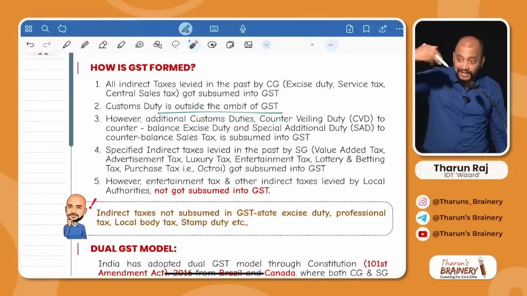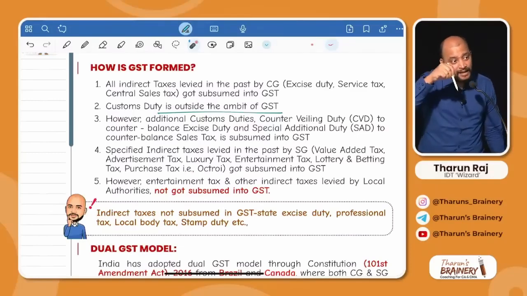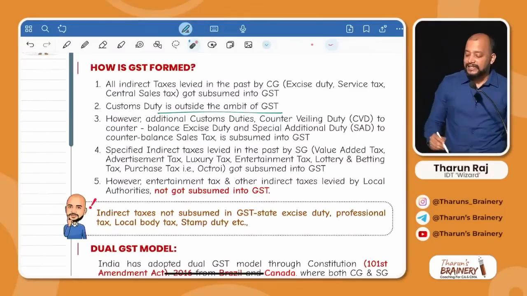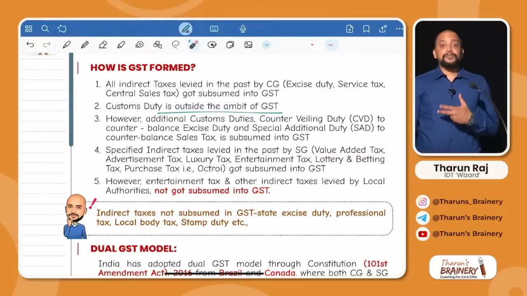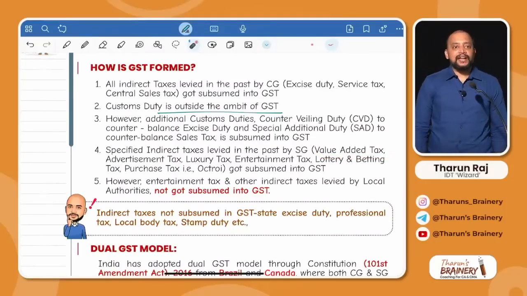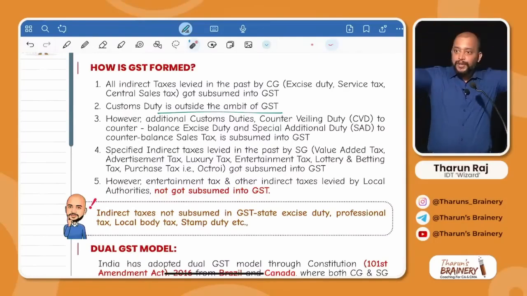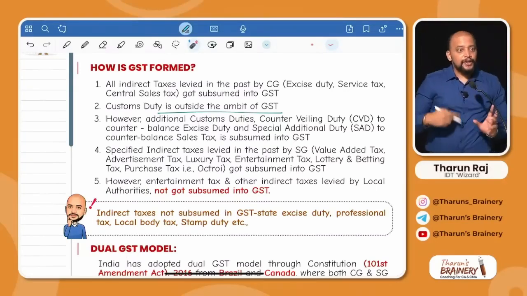Intra-state means within the state. Within the state also sales can happen. In that case, tax is levied by the state government, that is value added tax. Then advertisement tax. Advertisement tax is on hoardings. So big hoardings and all they used to keep, for that they need to pay advertisement tax.